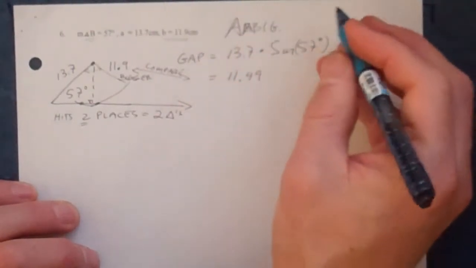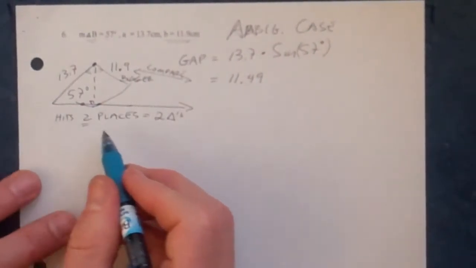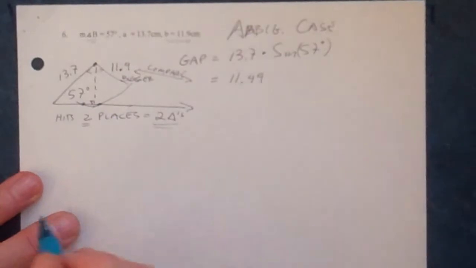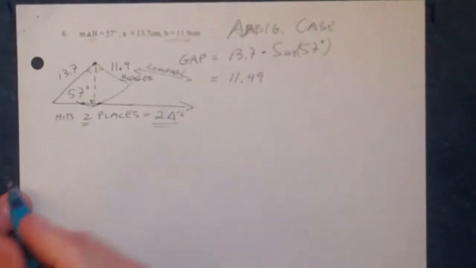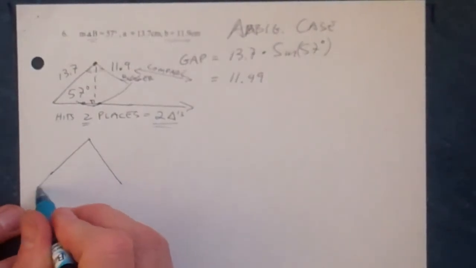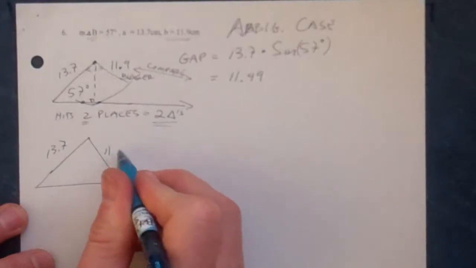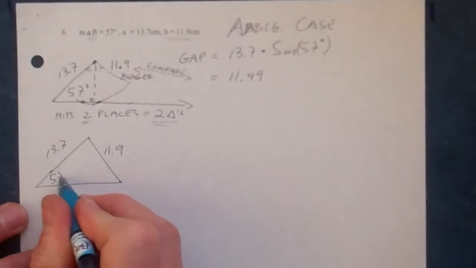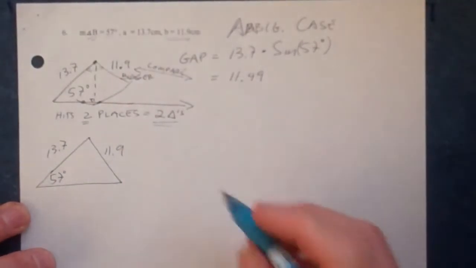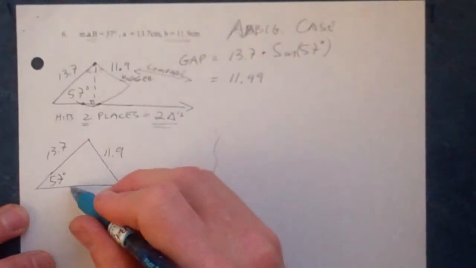Ambiguous case. I can't write and think at the same time. And I get two triangles. Okay, and you could write an explanation, but I'm going to try to go quickly. So now I know I've got two triangles. One is when it hits on the outside. So I've got 13.7 and 11.9 and 57. I'm going to solve this one. And then I've got another case where it swings and it hits on the inside.